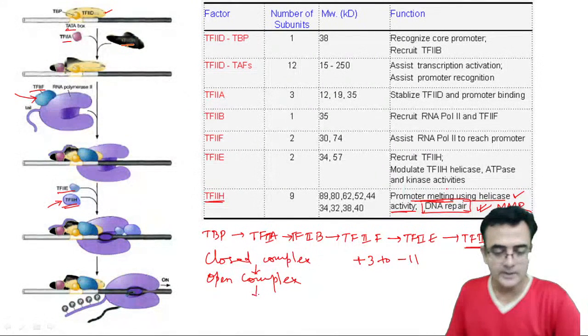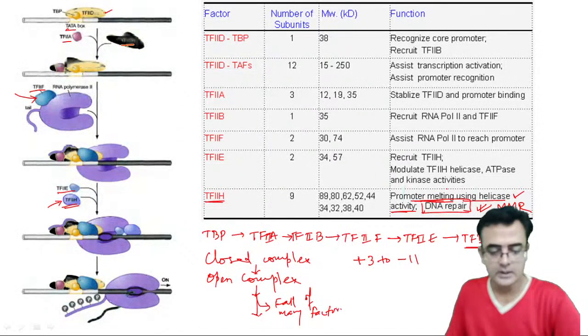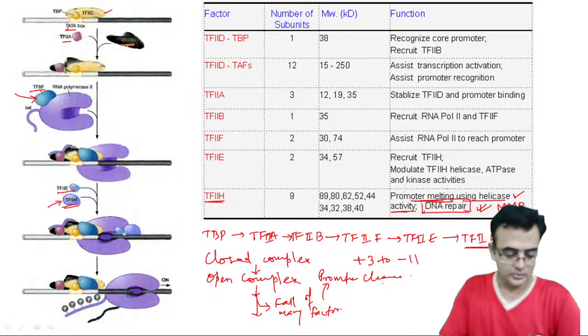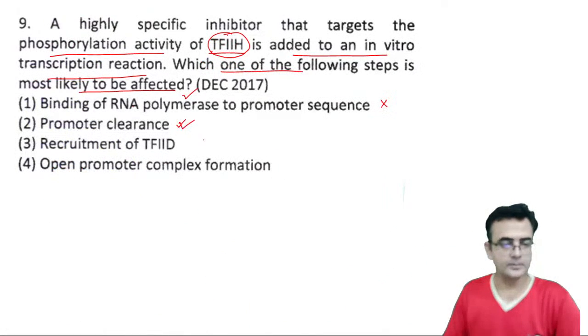Once the open complex has been formed, many more proteins and factors which are responsible for transcription initiation fall off. So the fall of many factors and many proteins is called promoter clearance. Promoter clearance is written here, so this may be the correct answer.